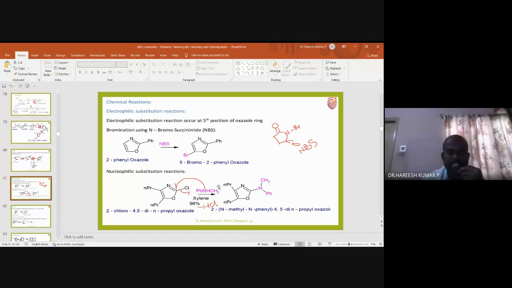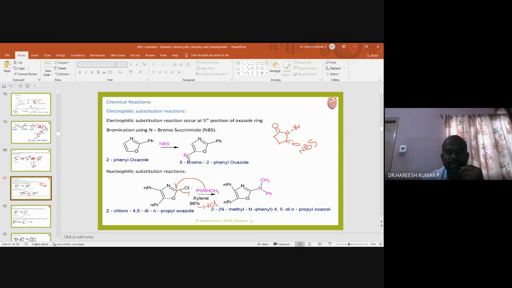Once the nucleophile approaches, here the nucleophile is N-methyl aniline. When the lone pair reacts with this carbon, chlorine will go out. There will be a new bond formation between this carbon and this nitrogen. That is how nucleophilic substitution occurs at the oxazole, more particularly at the second position.